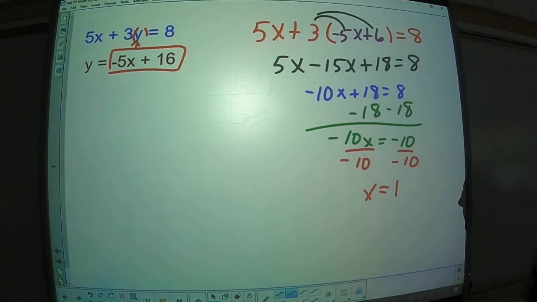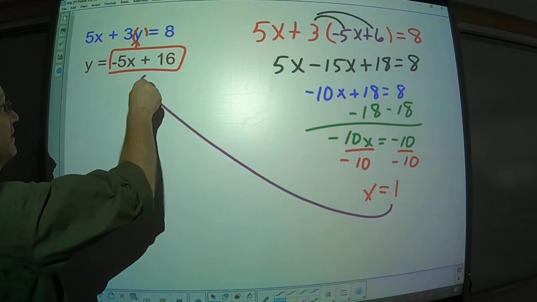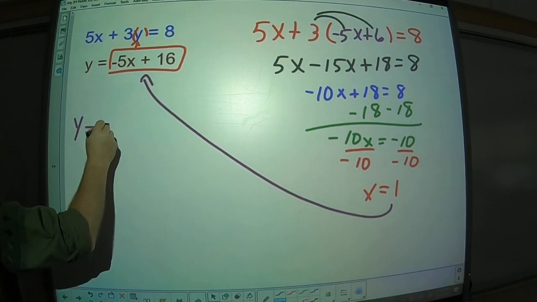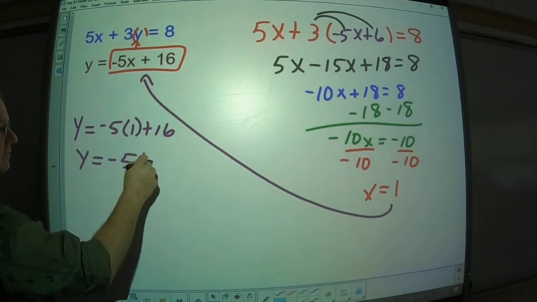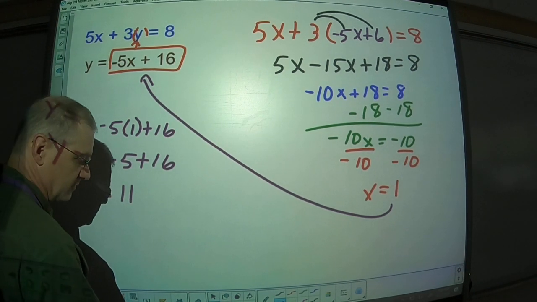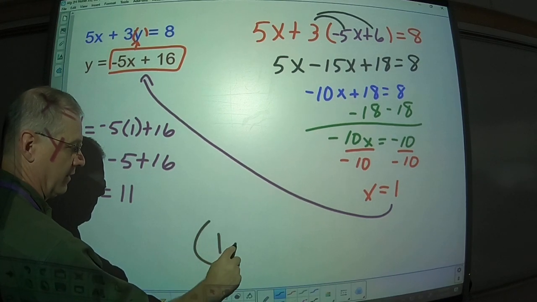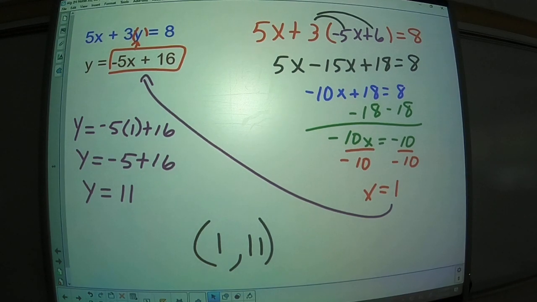x is 1. Now that I know that x is 1, I can take that back over to here and find y. And y is 11. So my final answer here is 1, 11. Again, feel free to pause this video as you need to make sure you can keep up with writing down what is on the board in your notes. Don't forget to take notes.